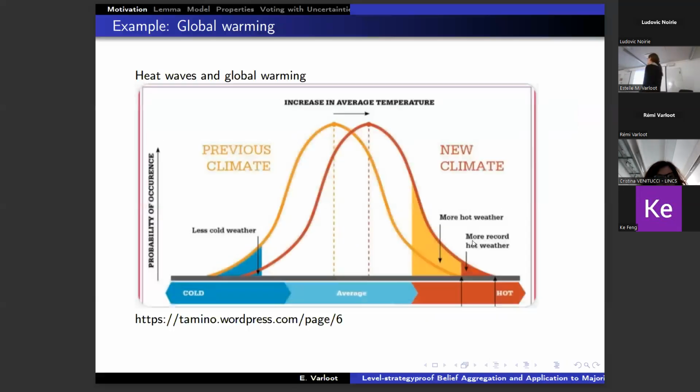So let's start with a simple example. Let's assume you ask some experts how much they think the temperature is going to rise in 5 years' time. They cannot give you an exact value as a number, but they're going to give you a probability around a value. So if the yellow curve is what it currently is, then red would be what they imagine the temperature is going to be like in 5 years' time.